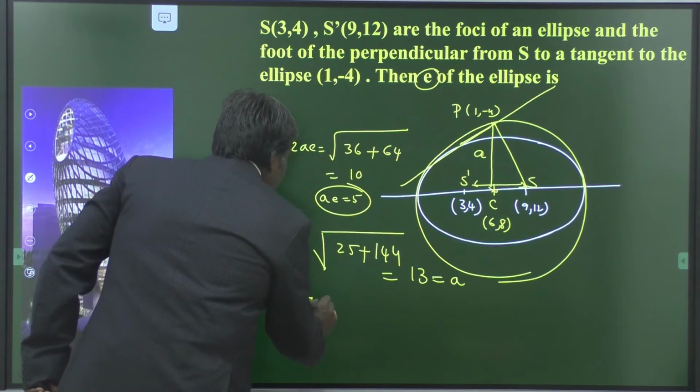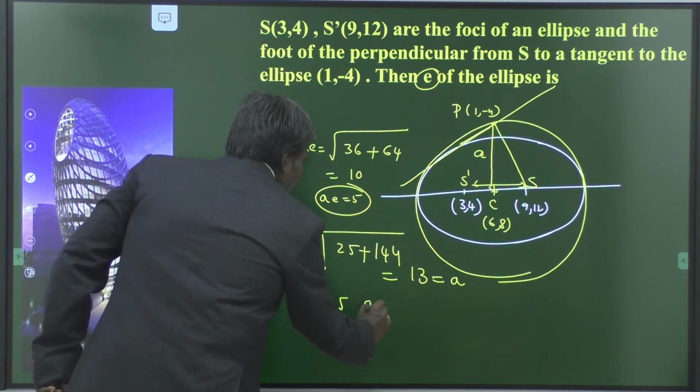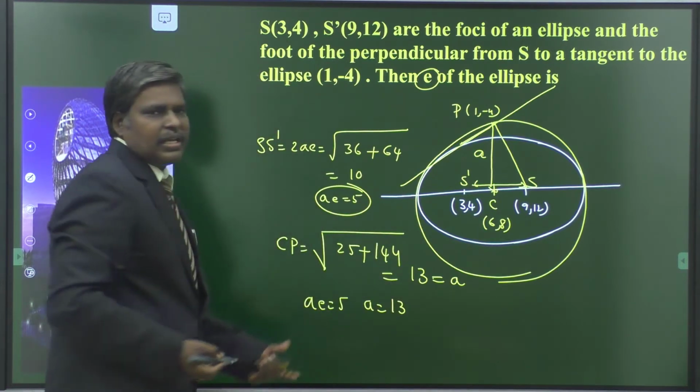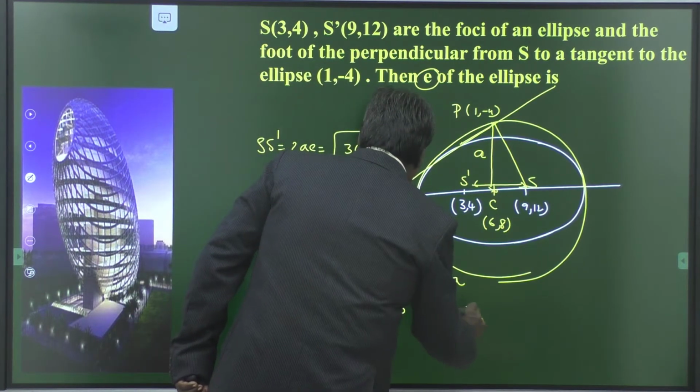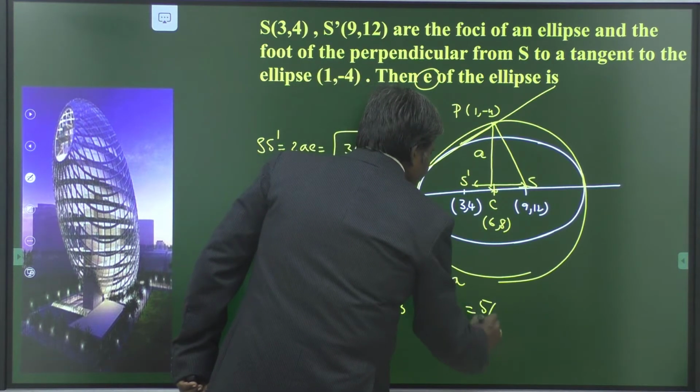What is CP? It is a, the radius of the auxiliary circle. So we have ae equal to 5 and a equal to 13. Can you get the eccentricity of the ellipse or not? Yes, it is very easy for you. e is equal to 5 by a, we mean 5 by 13.